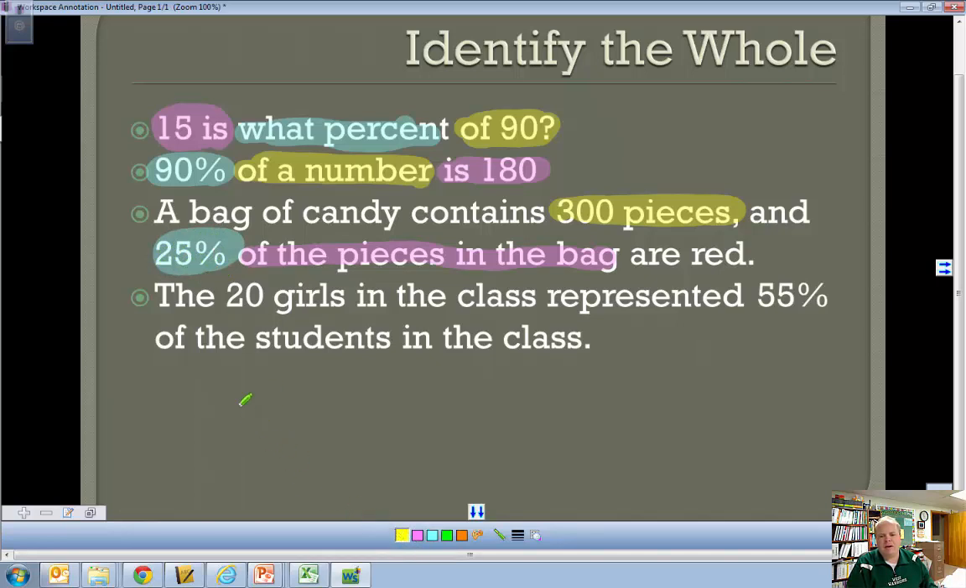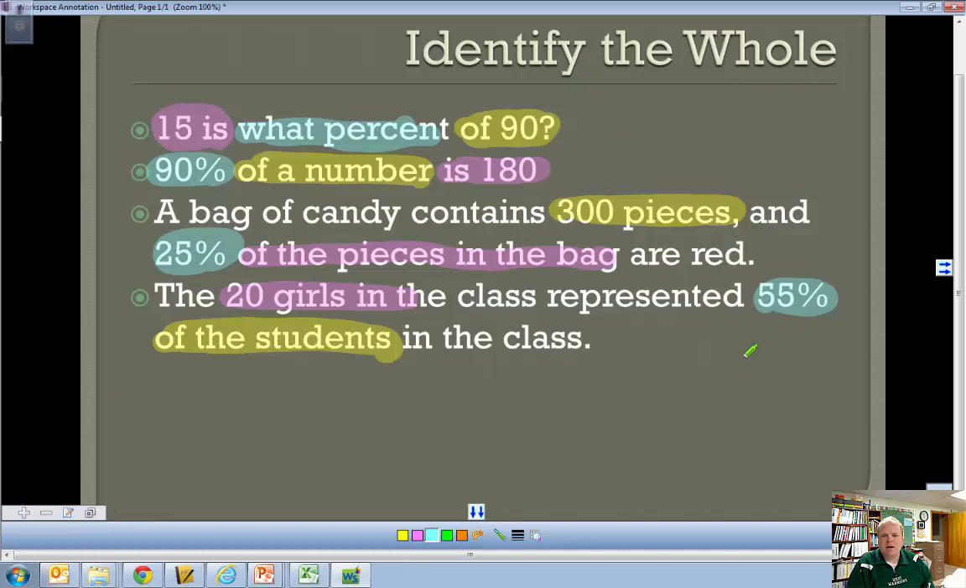Okay. Let's look at the last one. It says that 20 girls in the class represent 55% of the students in the class. Well, of the students is my whole. Okay. So that would mean that the 20 girls in the class is my part. Okay. This is my part. And then my percentage is 55%.